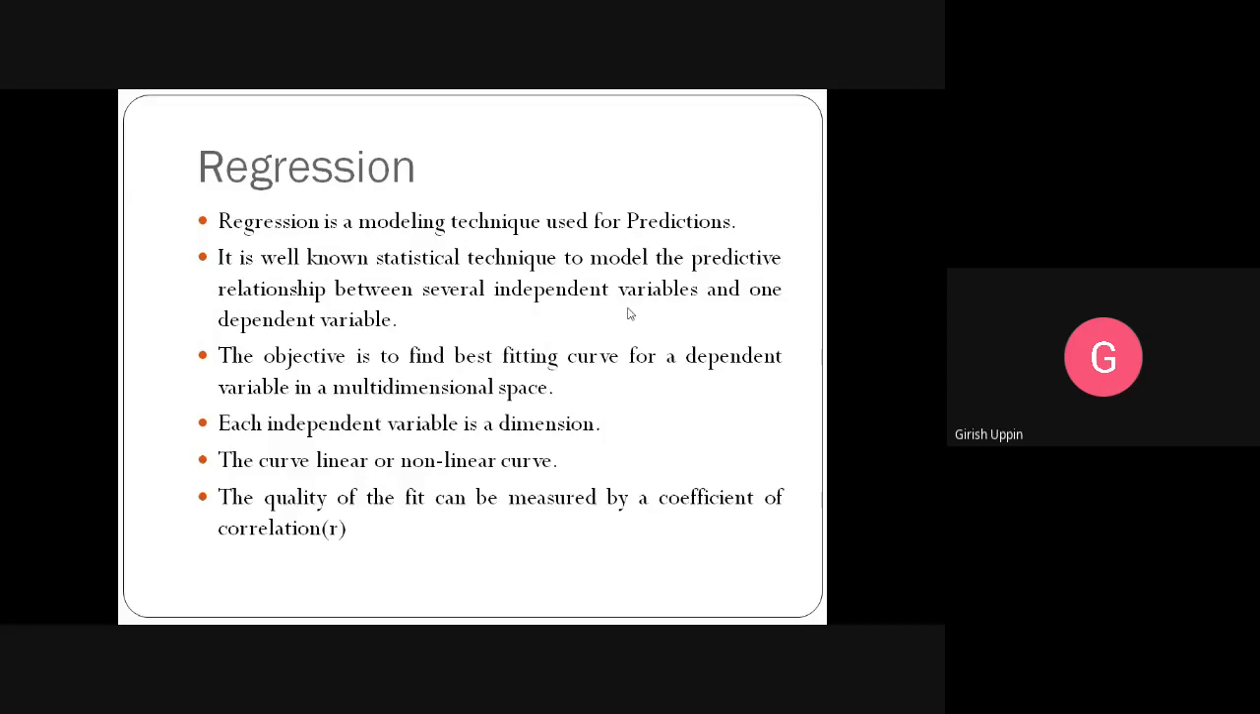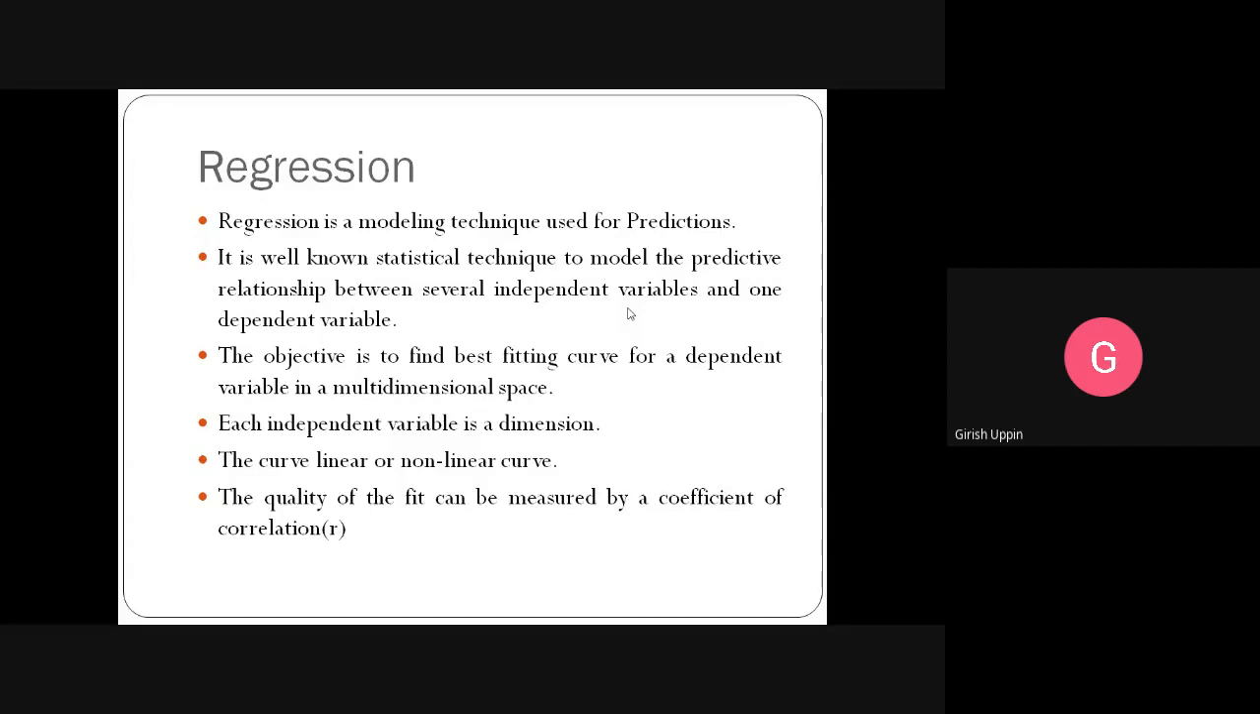The objective is to find the best fitting curve for the dependent variable in multidimensional space. In case of regression, our objective is always to find the best fitting curve. It could be a straight line if only two variables are there, that is, one independent variable on the x-axis and one dependent variable on the y-axis. It forms a straight line.